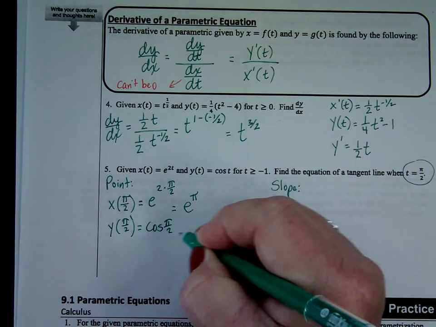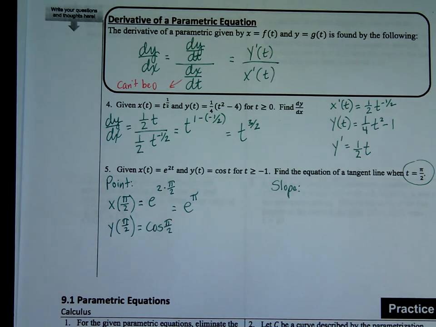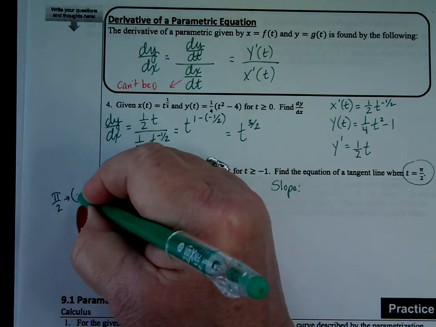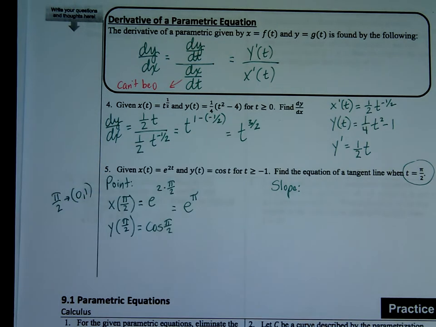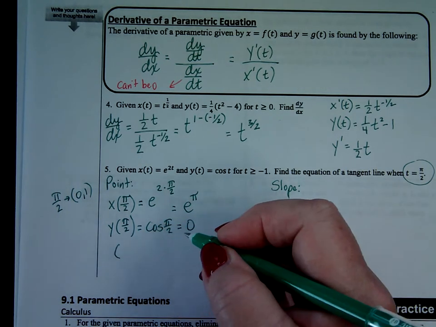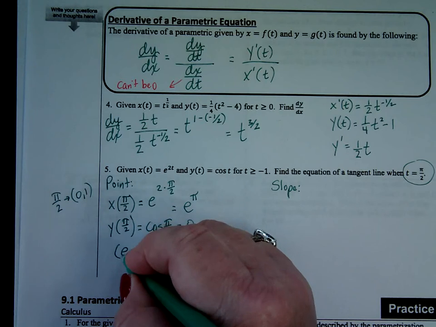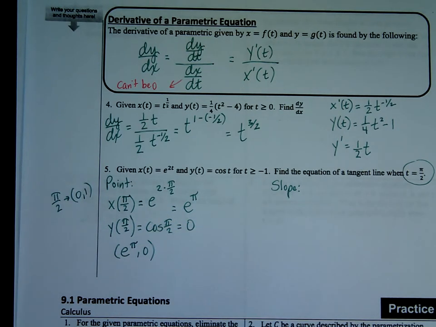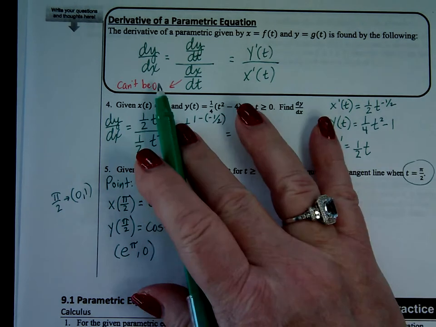So, got to go to the old unit circle, think of pi over 2. Pi over 2 gives me the coordinate that is 0, 1. Cosine is the x value, and therefore it's 0. So I know I have a coordinate point where x is e to the pi and y is 0. So there's my point. Then I'm going to come over here and figure out the slope. Well, the slope is your derivative, which is what this is all about.